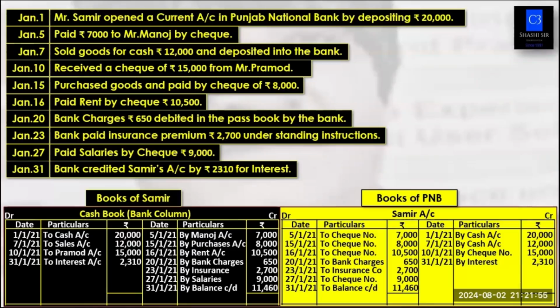So we will see these two books again, cash book and passbook. This Samir's account is nothing but a passbook. We will see both the books again, but with some differences. Some transactions are missing out in one of the books.